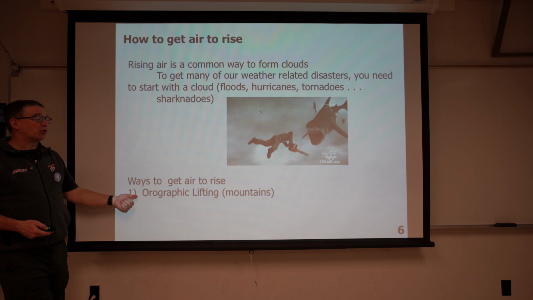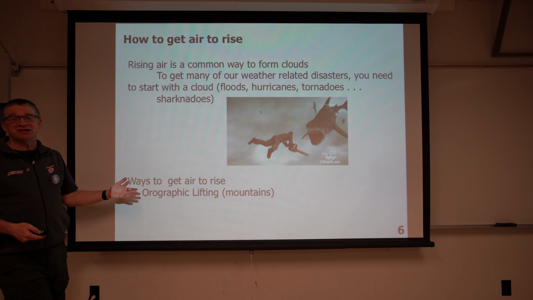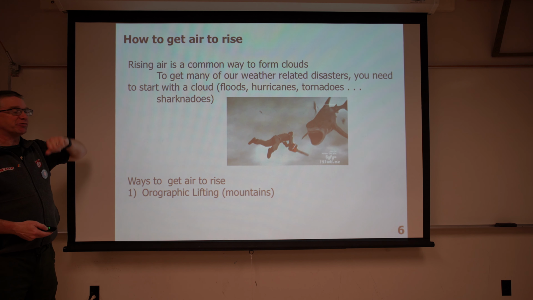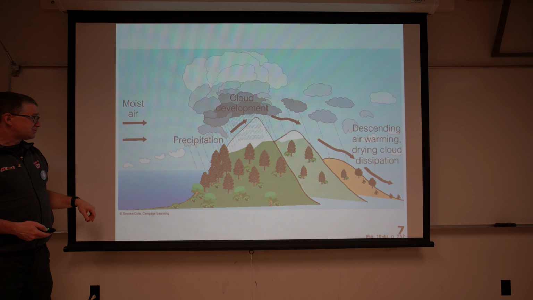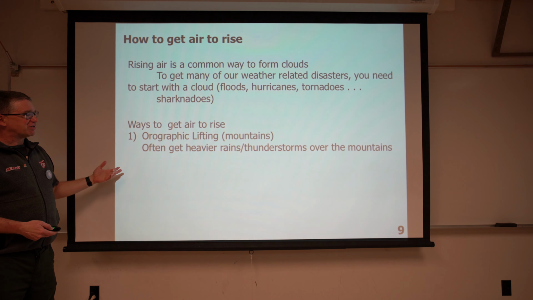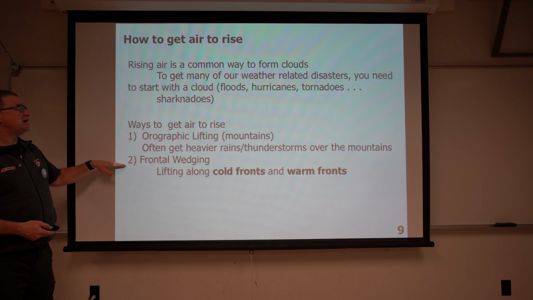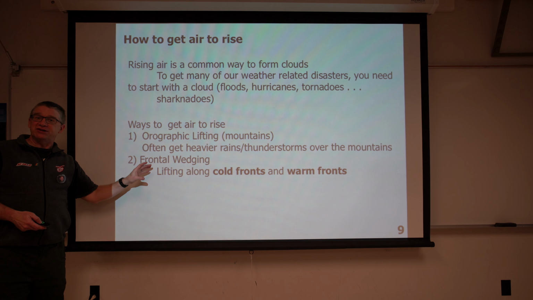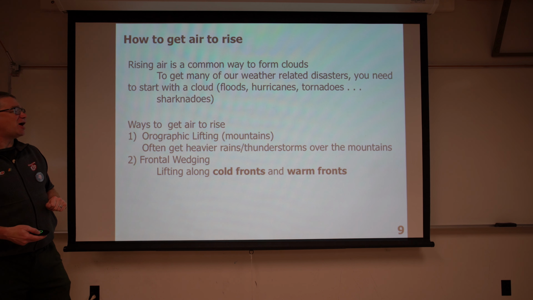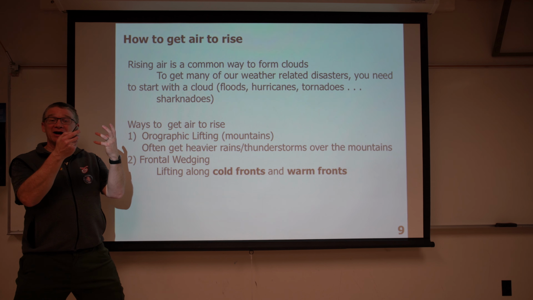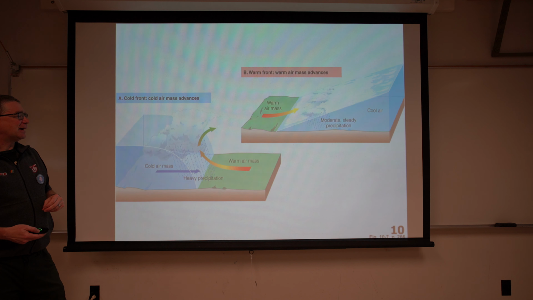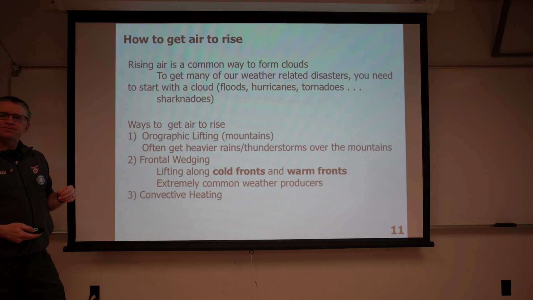One way is what's called orographic lifting, which is when we force air to rise up along mountain ranges. So sometimes we'll see clouds more up in the mountains than we will in the valleys. Some pictures of that here. Another way is from what we call frontal wedging. This is just along fronts. Cold fronts and warm fronts are two common fronts that we have that lift air up. And so that's a common way to lift air, again, along cold fronts and warm fronts.